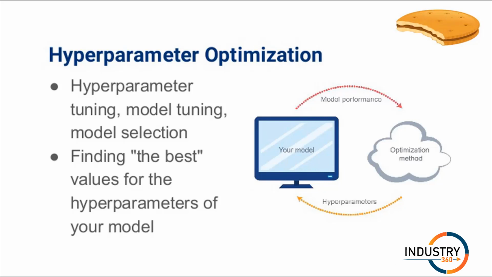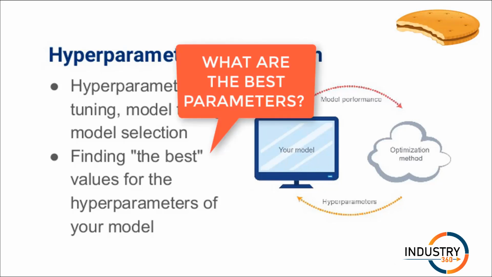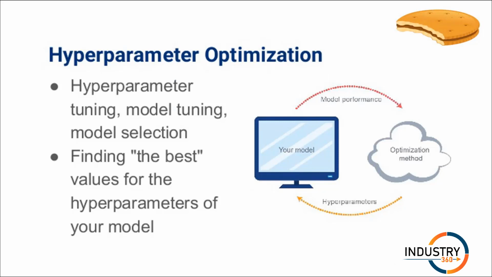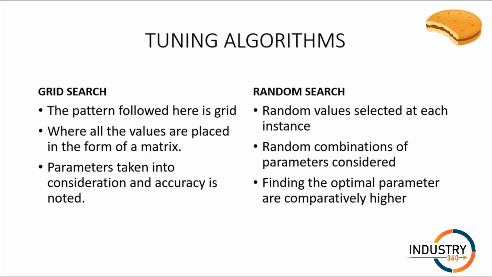So in this hyperparameter optimization, you have to find the best values for the hyperparameters of your model. So in some values of hyperparameters, your model will perform less, and in some hyperparameter values, your model will perform very good. So you have to find those good hyperparameter values. These are two tuning algorithms which are basically used in machine learning. The first is grid search and the second is random search.